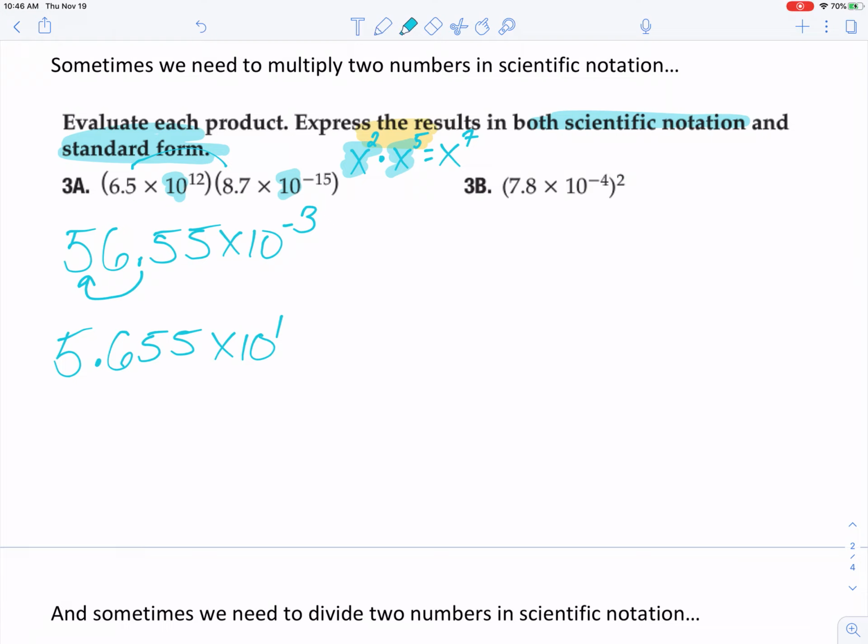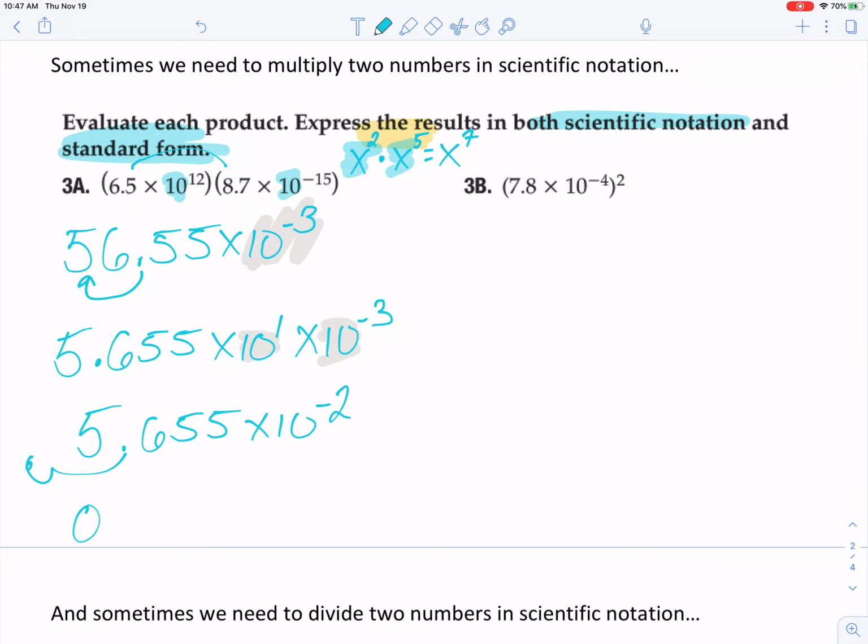But don't forget, you still have this 10 to the negative 3 here, so drop that down. And then, once again, you have bases the same where you can add the exponents. 5.655 times 10 to the negative 2nd. Okay, now I can write that in standard form. 0.05655. Both of these would be my answer.